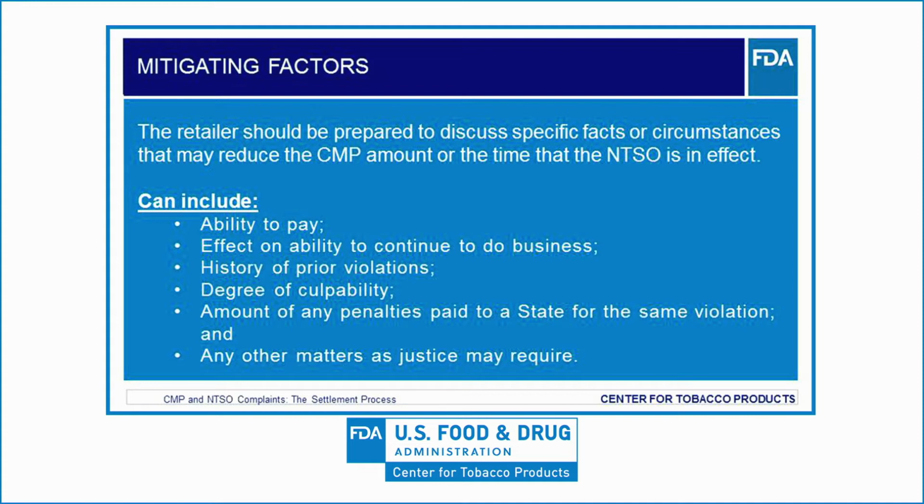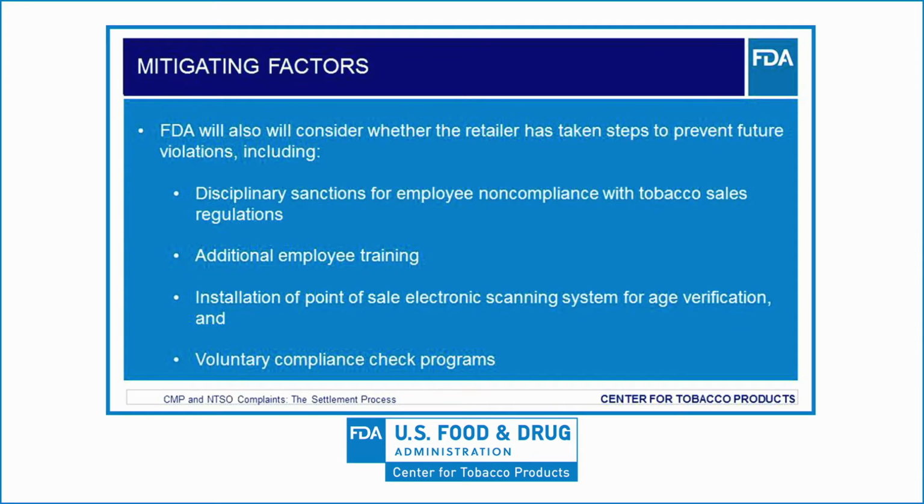Additionally, if you have taken steps to prevent future sales of tobacco products to minors, it is very important that you inform FDA's Center for Tobacco Products of such actions. We will now look at some examples of mitigating factors that have helped to reduce penalties sought during settlement conferences.